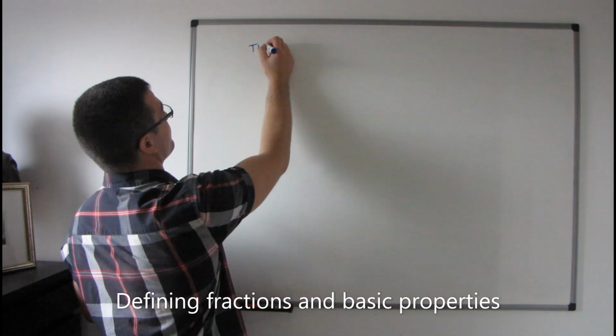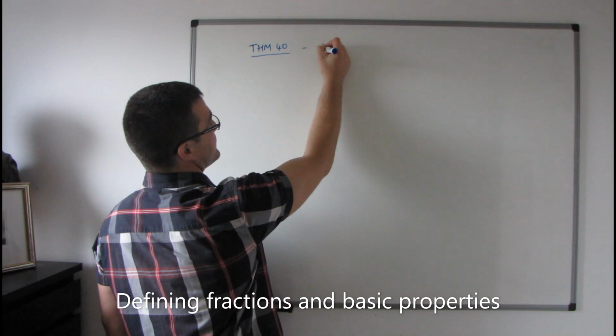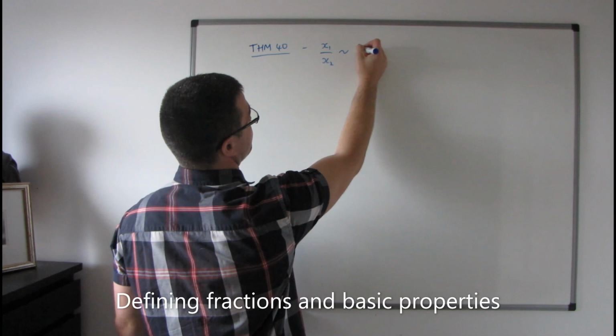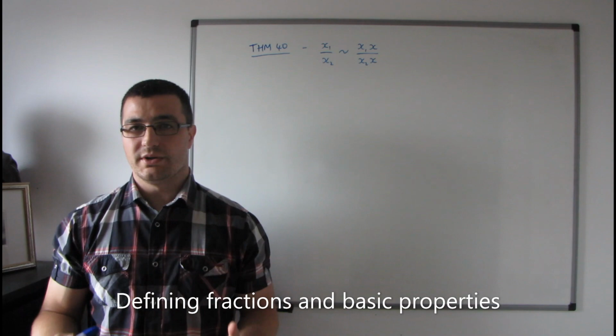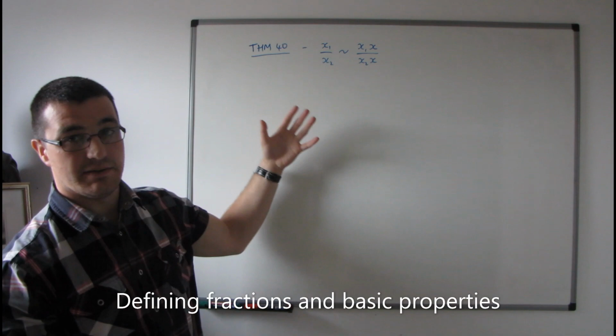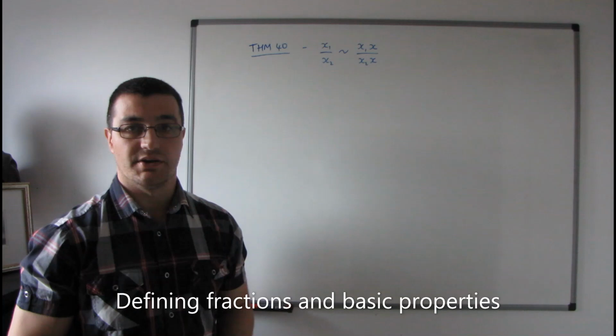So theorem 40 simply says that x1 over x2 is equivalent to x1 x over x2 times x. So this corresponds to what we'd learn usually in school as being equivalent fractions, that you can effectively multiply the numerator and denominator by the same number and we get another fraction that is what we call an equivalent fraction. Proof of this is really straightforward.